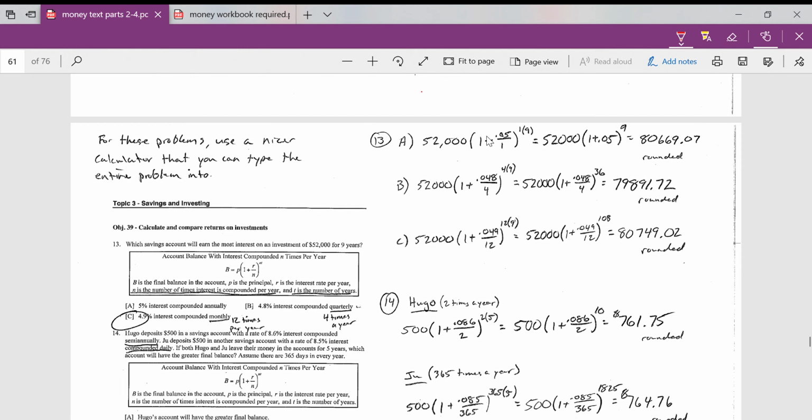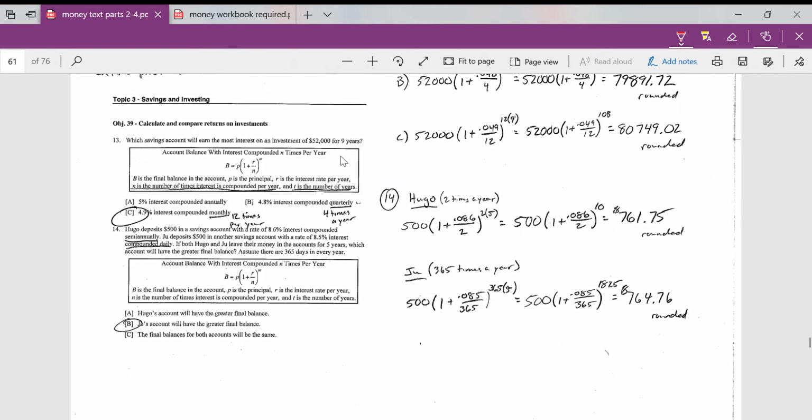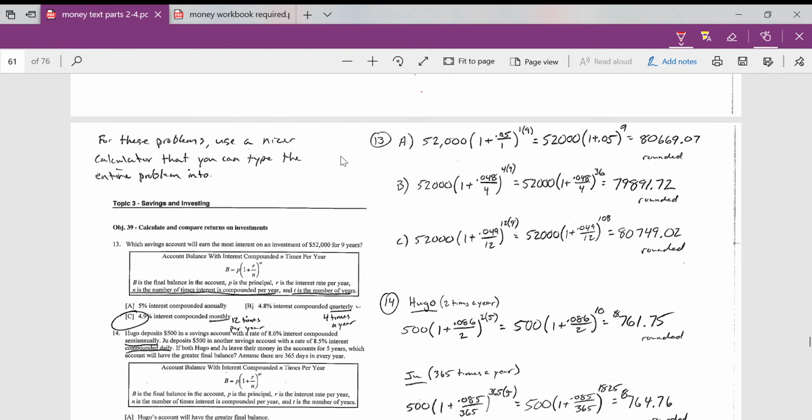Okay, here's a video for Objective 39. This is in your money textbook. So if you don't have that, press pause, go grab that. Objective 39 starts on page 74 in the money textbook.